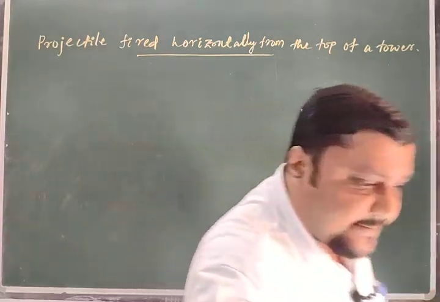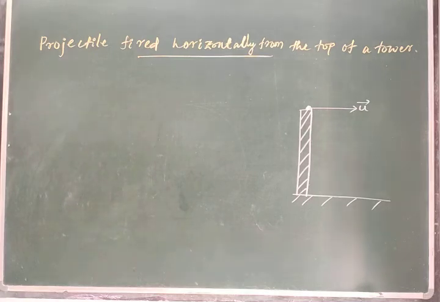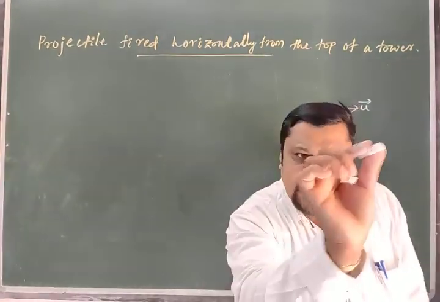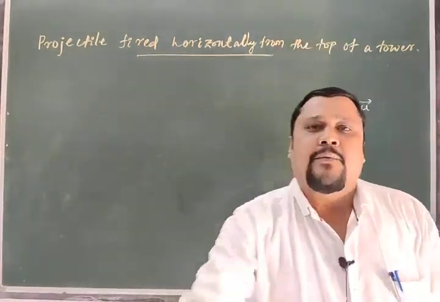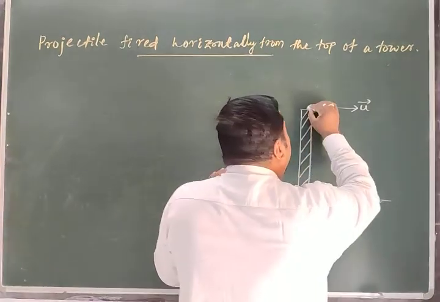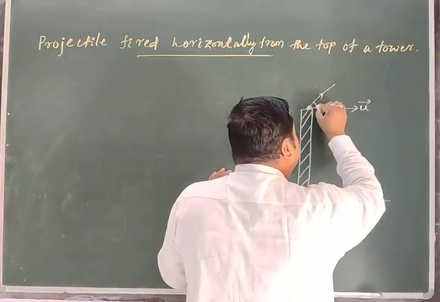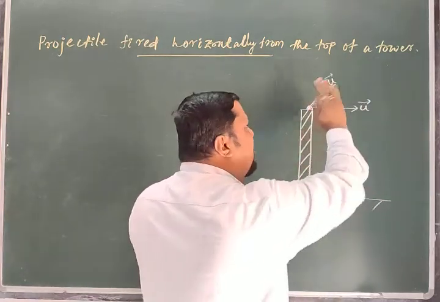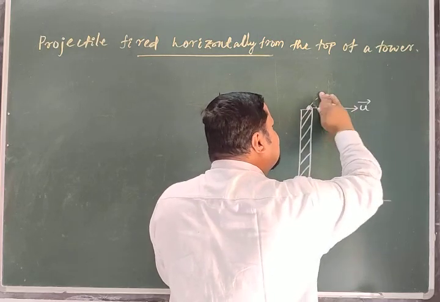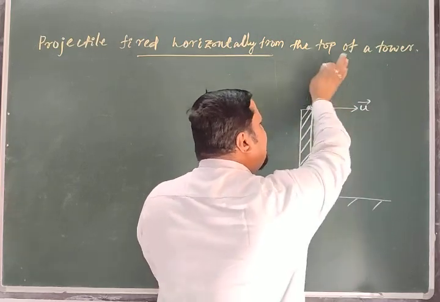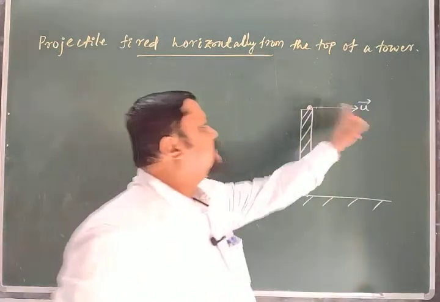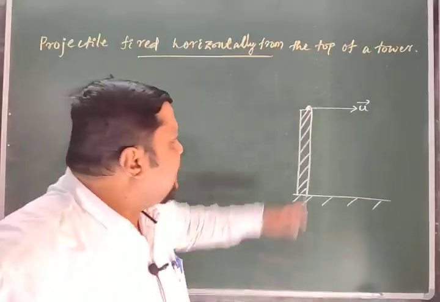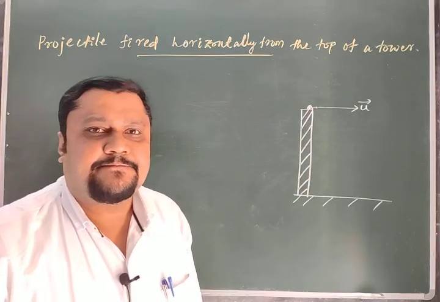Here two cases may be possible. Instead of taking a horizontal velocity, if I give a velocity at a certain angle theta like this, then the case is different. I am not discussing this. I will discuss the one which is in our syllabus, with a velocity u given like this.